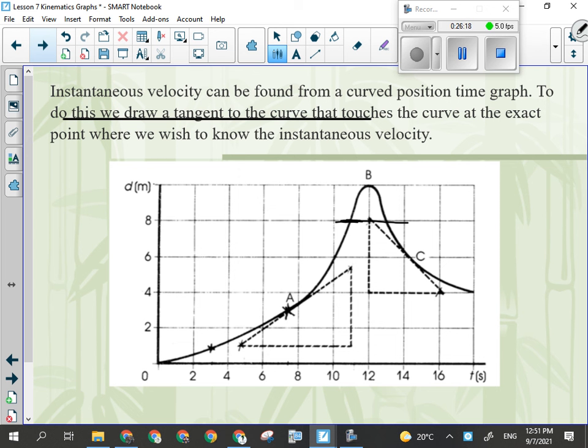But here's how I can prove that at the top, it stopped. Slope on this graph represents velocity, yes? So if I have a horizontal line, the slope is 0 and it's stopped, yes?